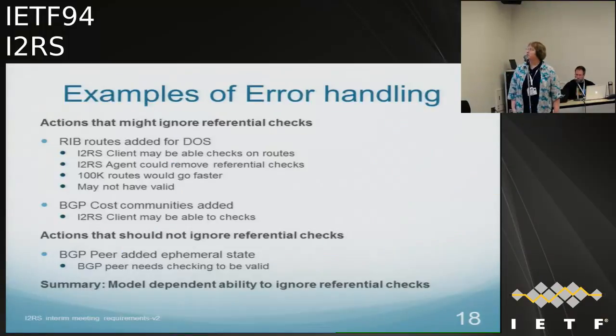Now, examples of error handling: routes added for denial of service. The I2RS client should be able to do checks on routes. It could remove referential checks. I think I've gone through all this. Go ahead.